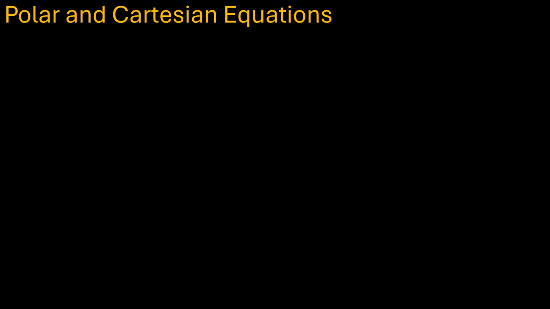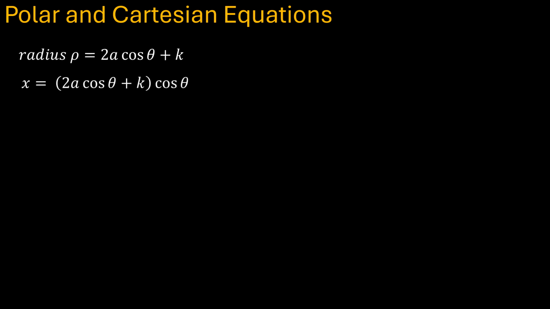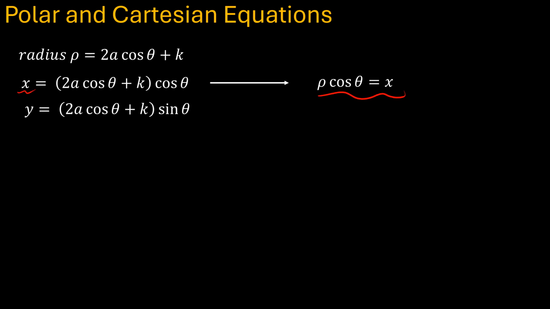We're now going to show how we can quickly derive the Cartesian equation from the set of polar expressions that we derived previously, knowing that the radius is 2a cosine theta plus k, a being the radius of the base circle, and then x therefore becomes 2a cosine theta plus k times cosine theta. Then obviously y is also 2a cosine theta plus k times sine theta.